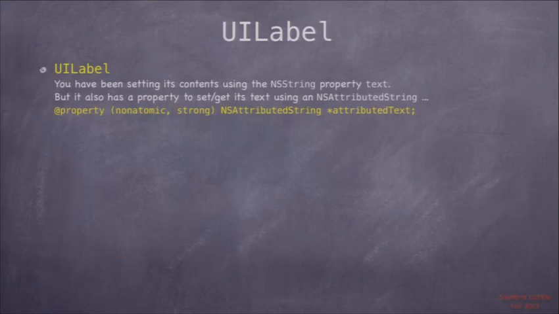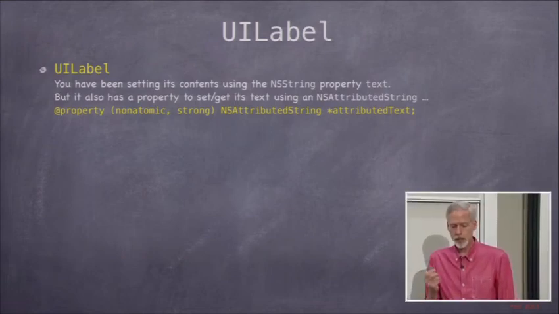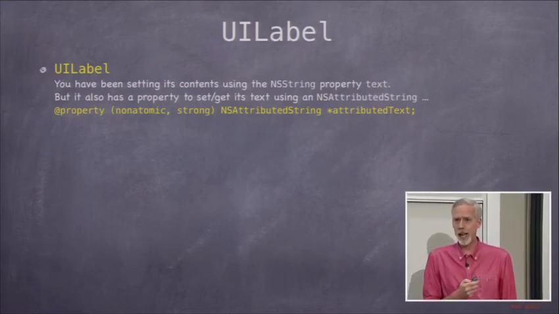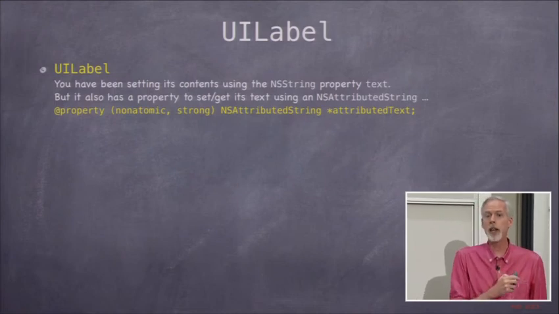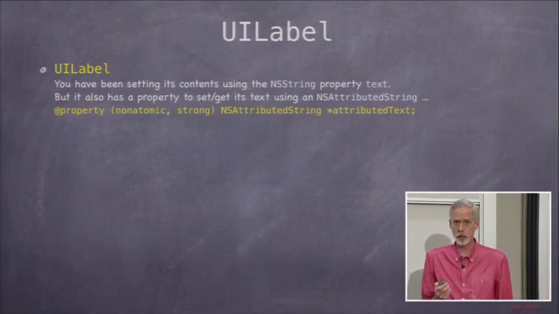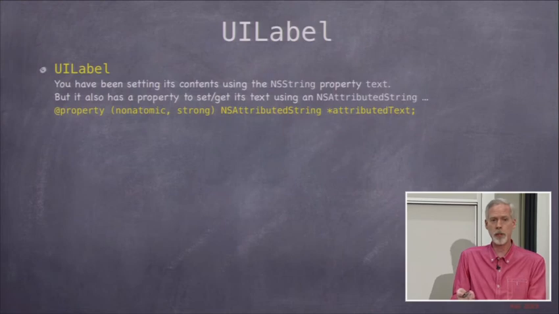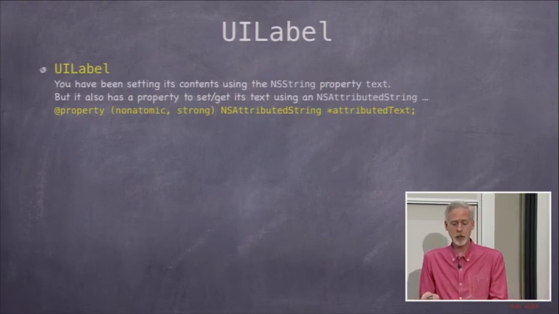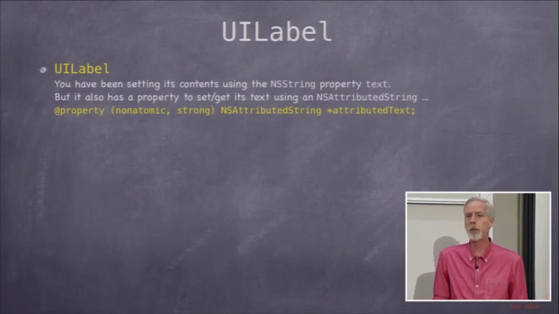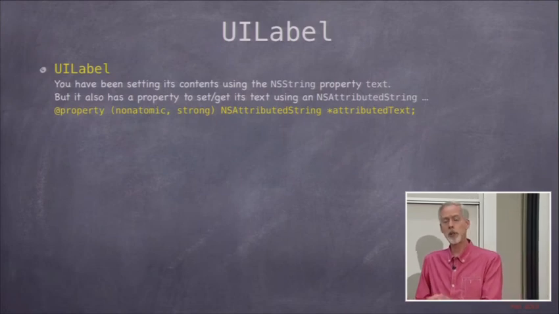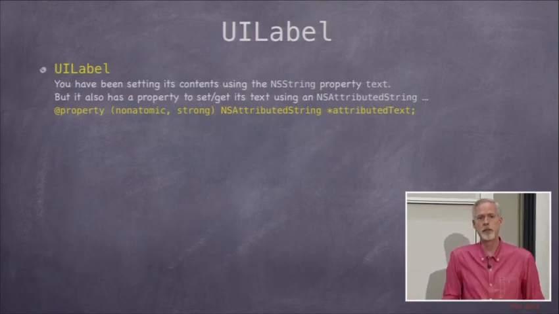UILabel has a property. It's an NSAttributedString called attributedText. It's just like the text property, which is an NSString, which you've already used in this class. Like the score label and the flips label, we set the text property. So there's an attributedText property, and you just set that property to be an NSAttributedString instead of an NSString. And that's it.